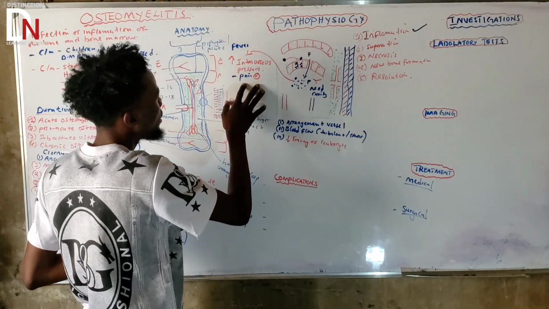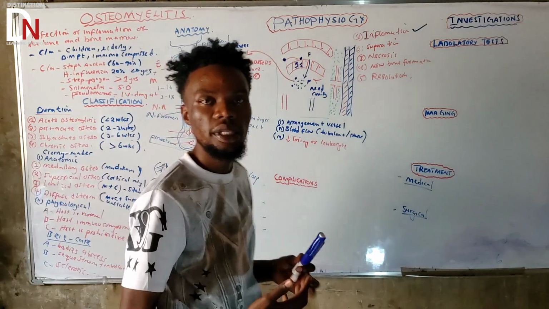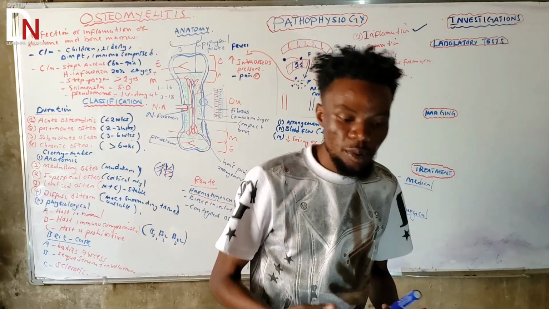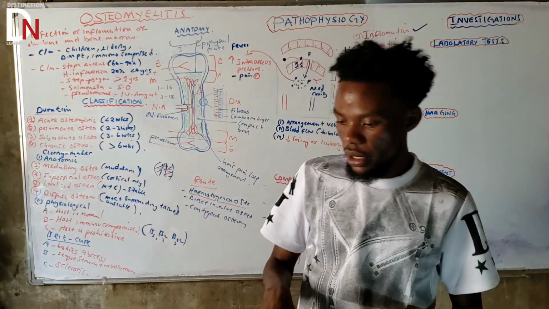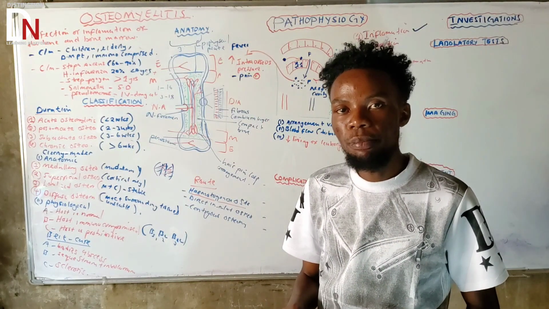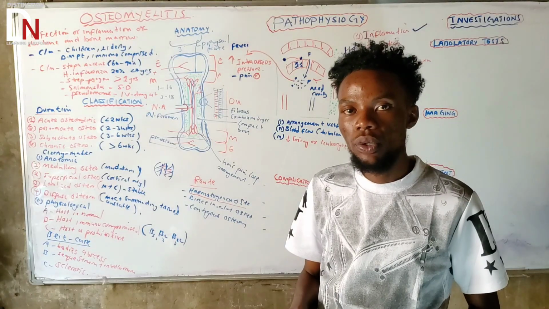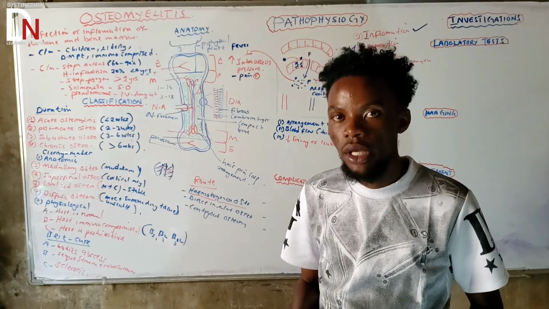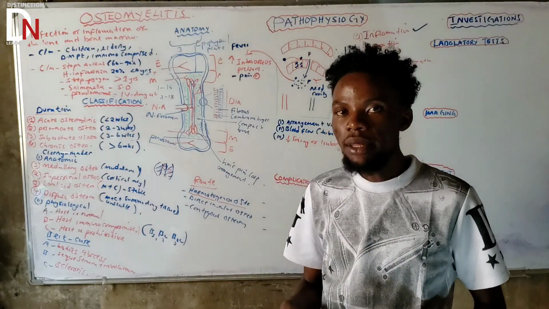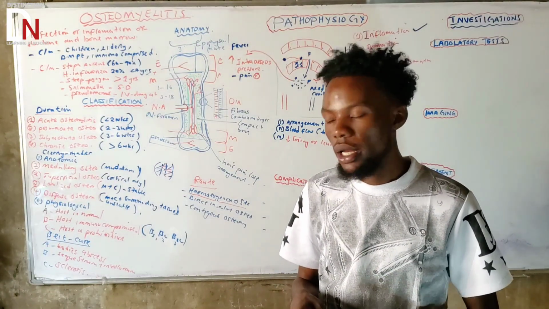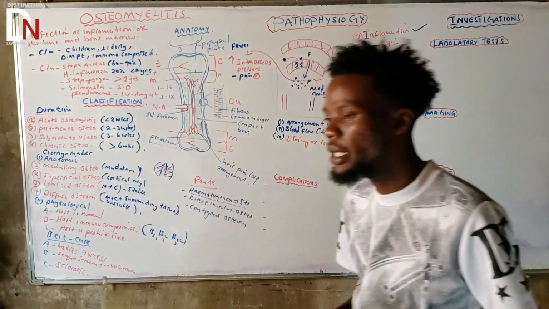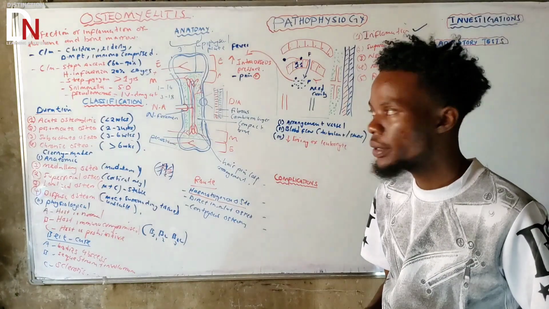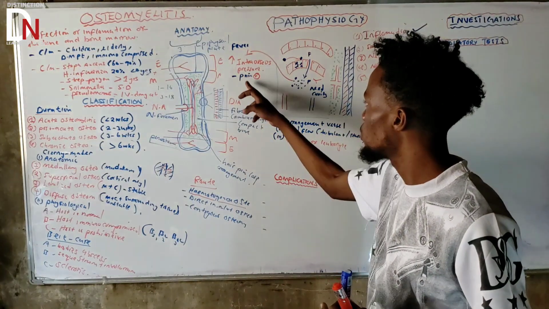Then also under pain, someone is not going to be using their limbs. Especially in children, they are able to move their limbs, but they are failing to use them due to pain, and we call that pseudoparalysis. So there will also be pseudoparalysis due to pain.